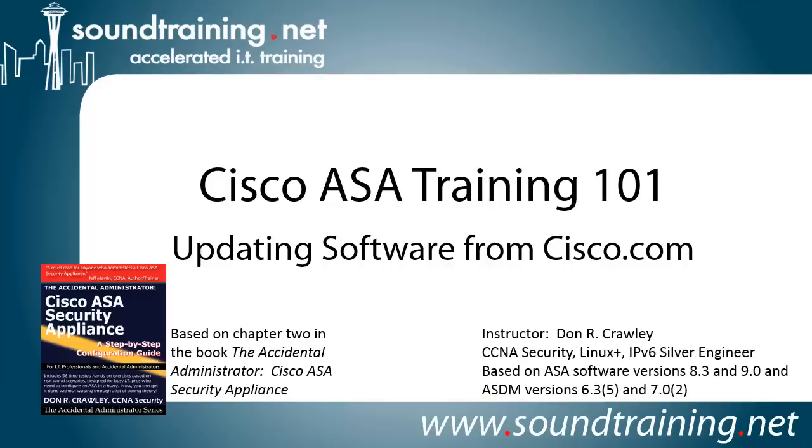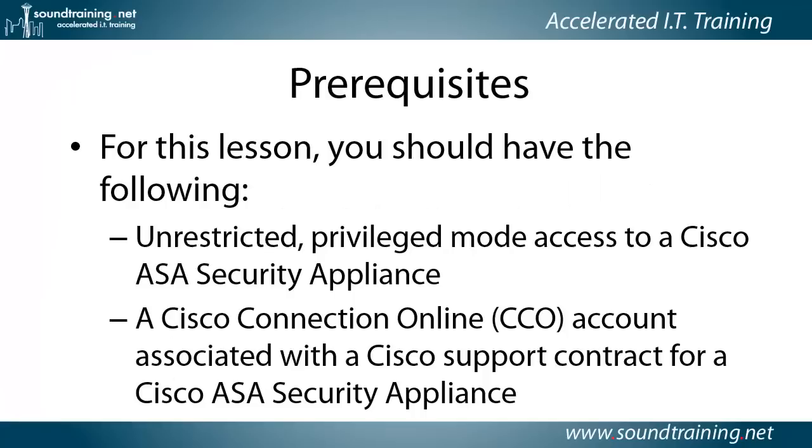This time we're doing updating software from cisco.com. It's based on Chapter 2 in my book, The Accidental Administrator, Cisco ASA Security Appliance. We're using ASA software version 8.3, and we're going to upgrade it to 9.0, and ASDM version 6.35, which we're going to upgrade to 7.02. Although the procedures that we're going to show you are very similar regardless of the versions, as long as they're fairly recent versions, it should work and be very similar. Some of the labels might be slightly different, but fundamentally it'll be the same thing.